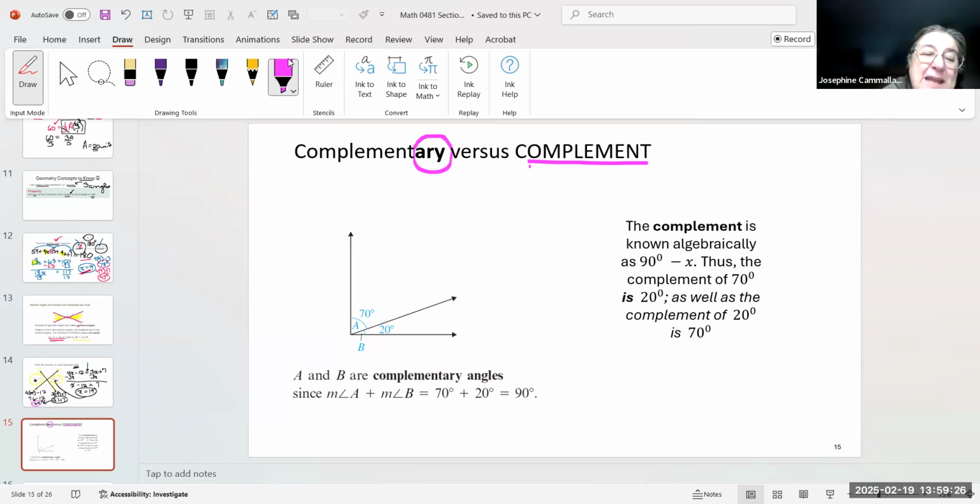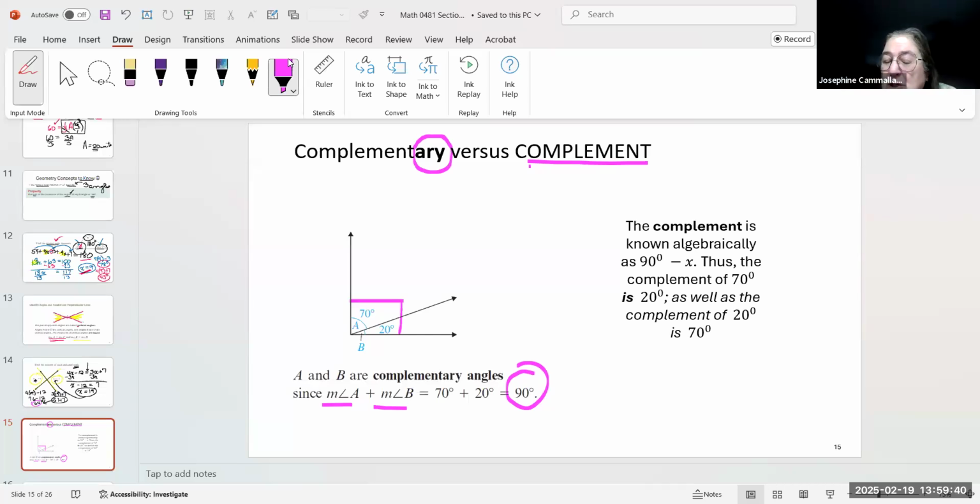Complementary means two angles add to 90. And by the way, if they give you a box, the box is also a geometric symbol for 90. So A and B add to 90. ARY says I have two angles and they add to 90. But notice what happens here.